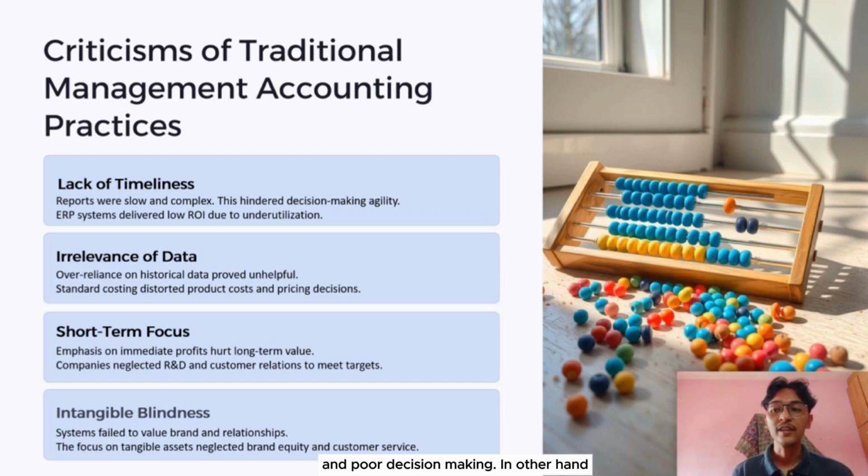On the other hand, another problem is the over-reliance on historical data. Traditional cost accounting focuses on past transactions, which may not reflect the current business environment. Standard costing methods, for example, often distort product costs, leading to incorrect pricing strategies. This can result in businesses either overpricing and losing customers, or underpricing and reducing profitability.